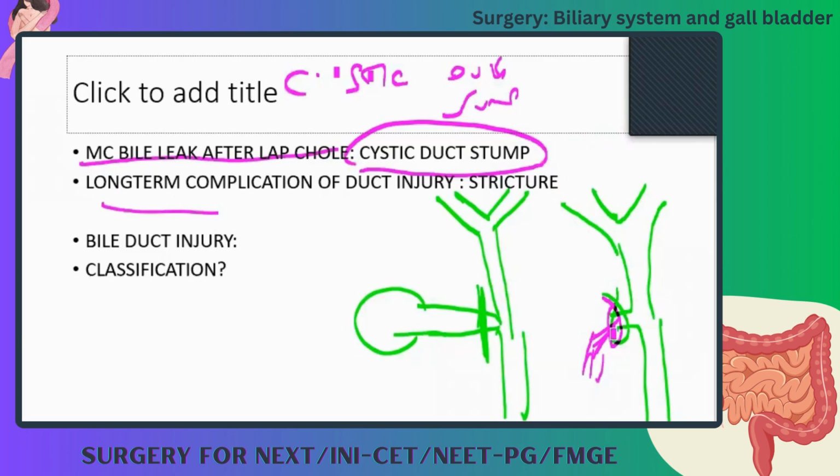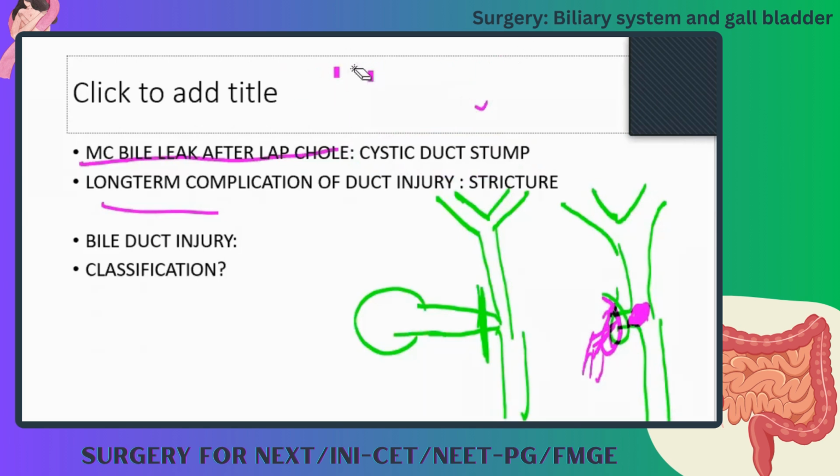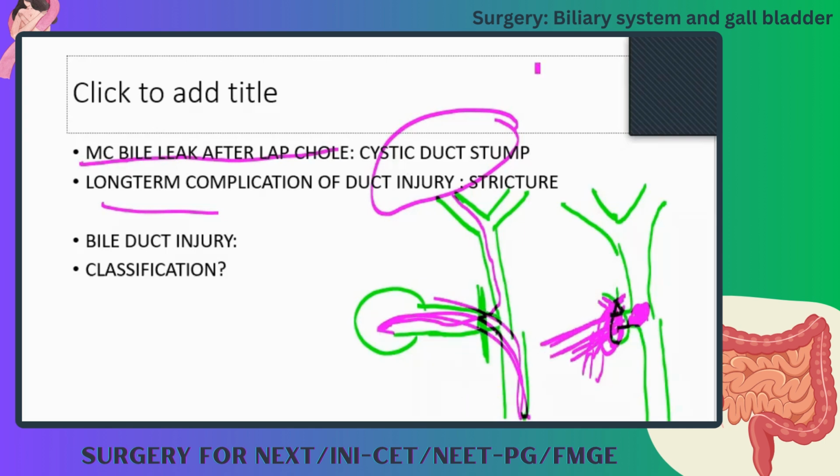And a long-term complication is that the duct may stricture here because of your surgery. There may be a chance of stricture. But we have removed the gallbladder, right? The bile is actually hepatic juice coming from the liver. It gets stored in the gallbladder and is occasionally released into the duodenum. So if you do a lap chole, there is always a chance that the bile may leak from here.